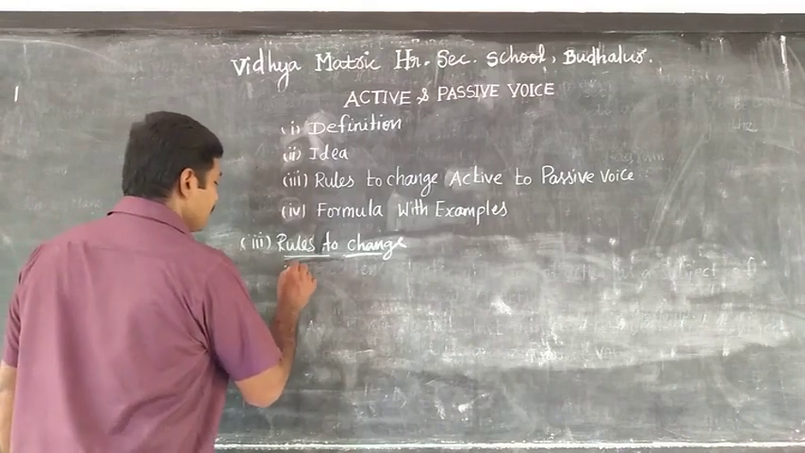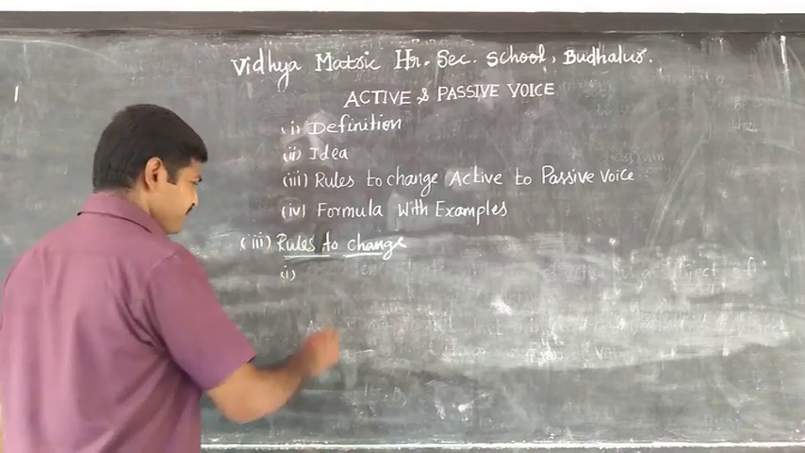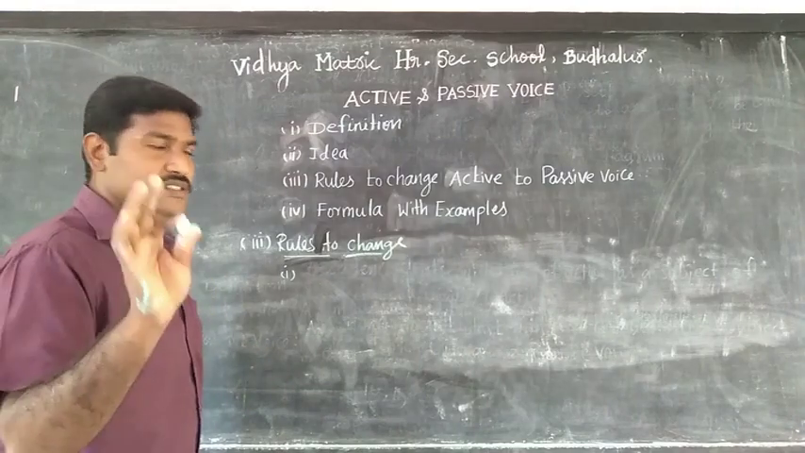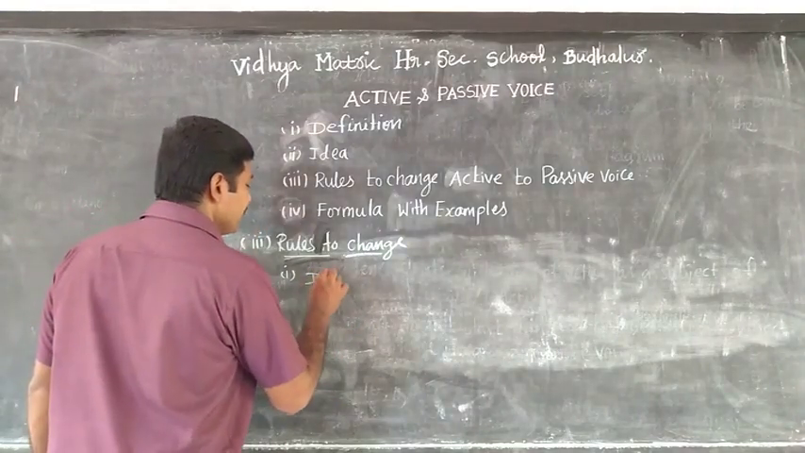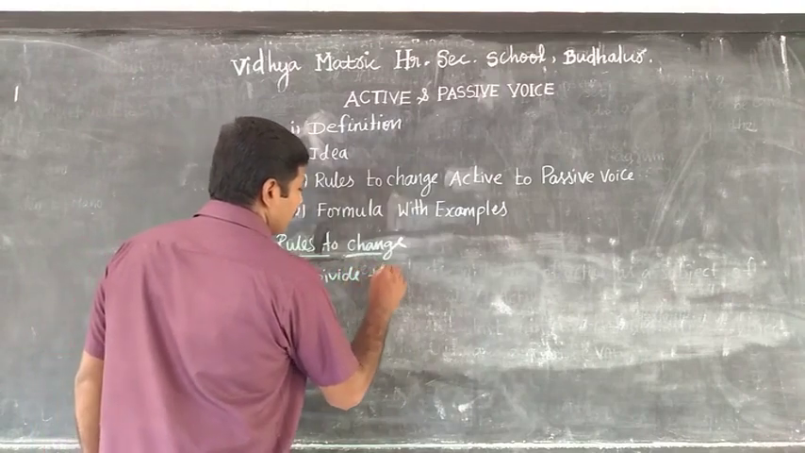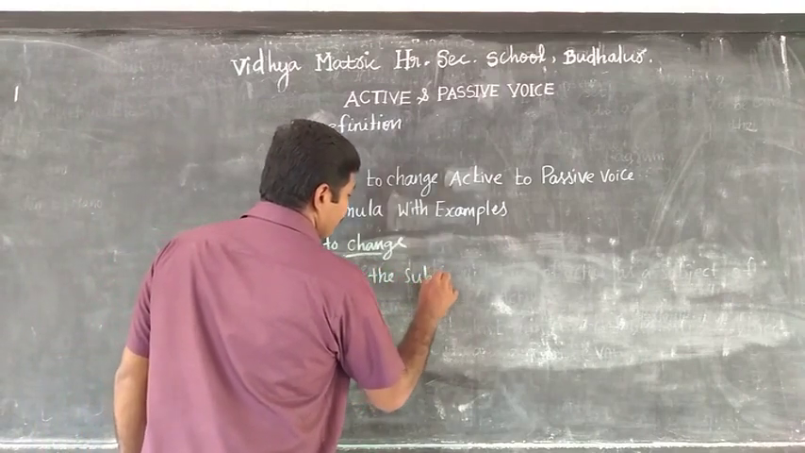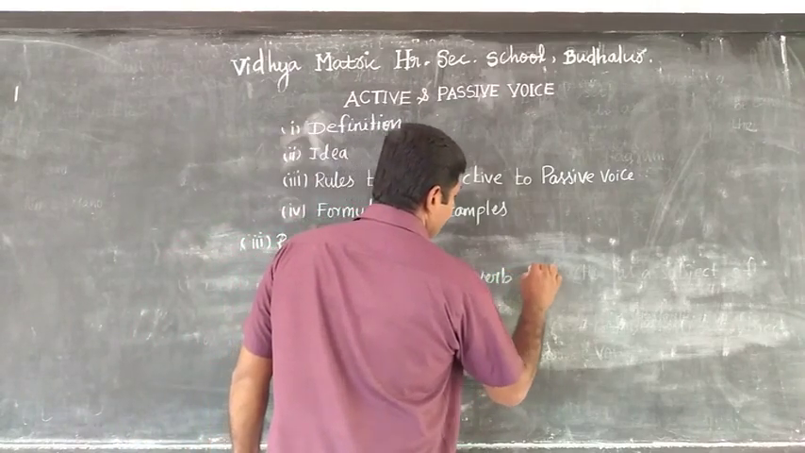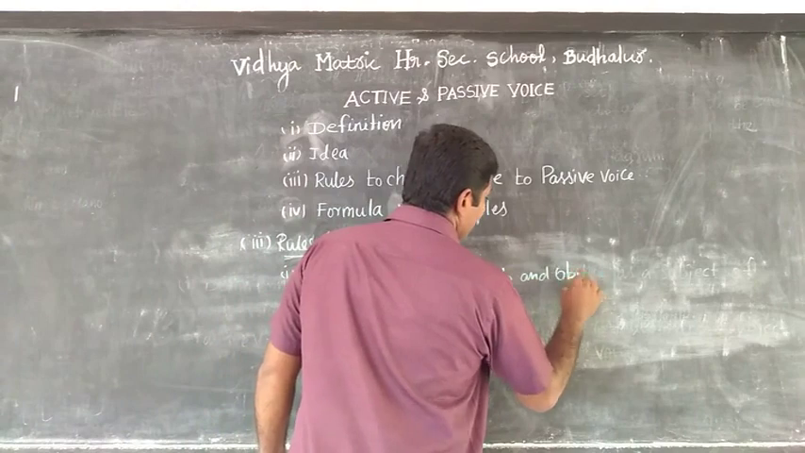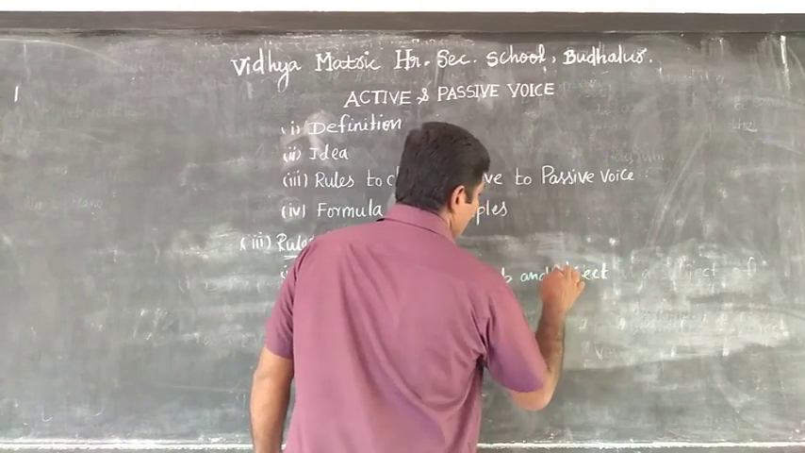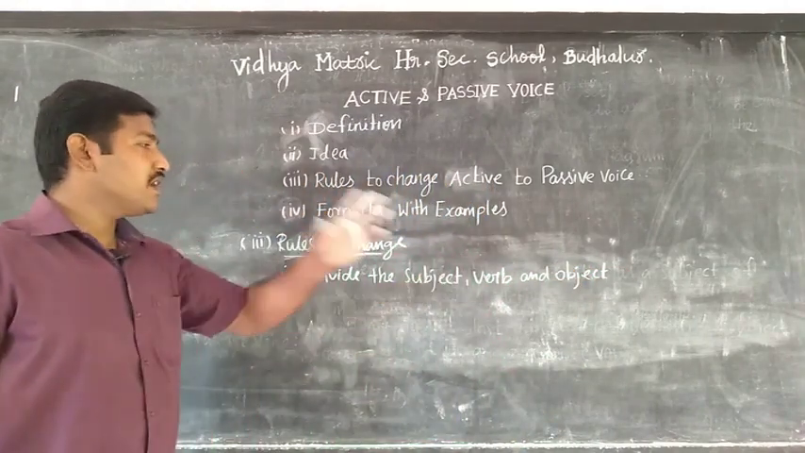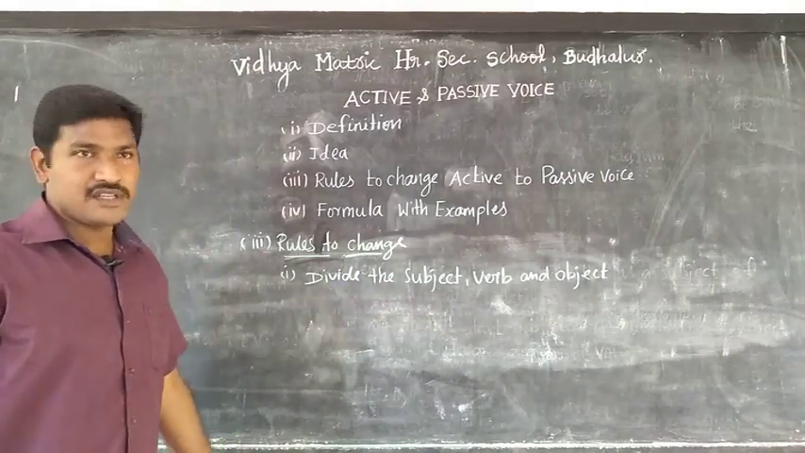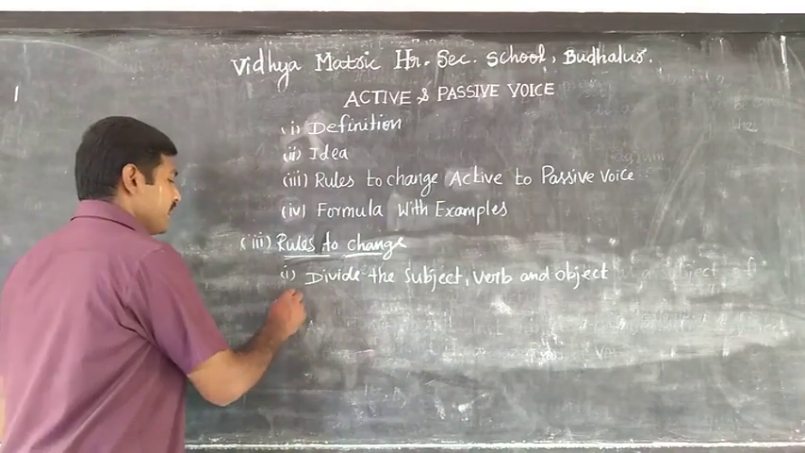The first step in the rules to change is to divide the sentence as subject, verb and object. That is the first step. Divide the subject, verb and object of the sentence, or identify the subject, verb and object of the sentence, also the same.